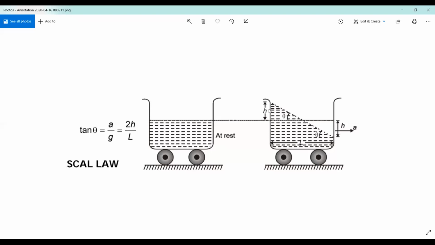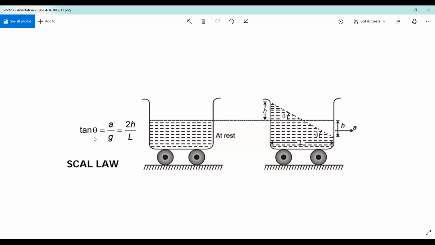That means the total liquid level above this point is becoming 2h. With respect to this point we are speaking, not with respect to the container, but with respect to the base of the container in this case. That you need to keep in mind. And that is why here the difference in heights of the liquid is 2h here and 0 here. So 2h minus 0, that is 2h by L.